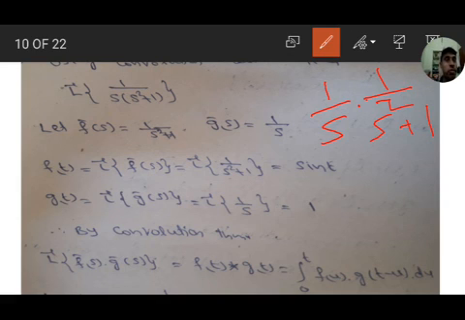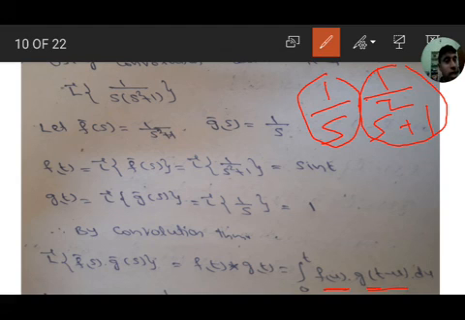In the last two problems they were similar, s plus 1, s plus 2, s plus a, s plus b. When two functions are similar, there is no ambiguity in choosing f bar s and g bar s. But here, which one is f bar s and which is g bar s? In the definition of the convolution theorem, we have f of u and g of t minus u. The simple function is taken as g bar s, and the more complicated function is taken as f bar s.